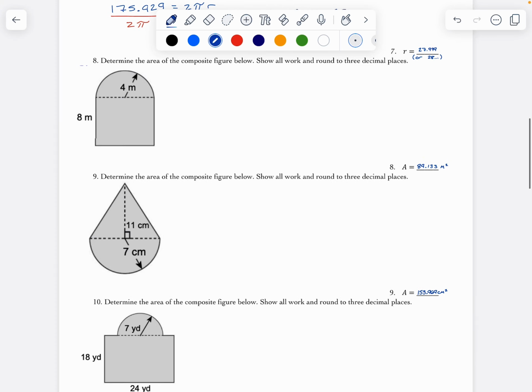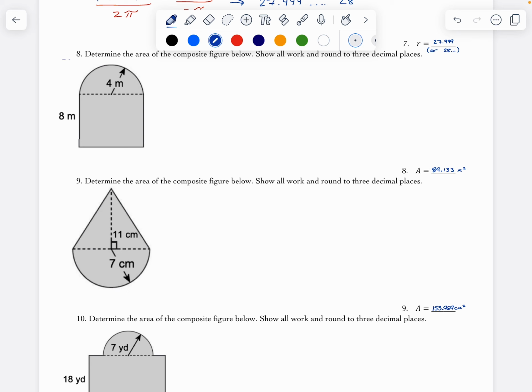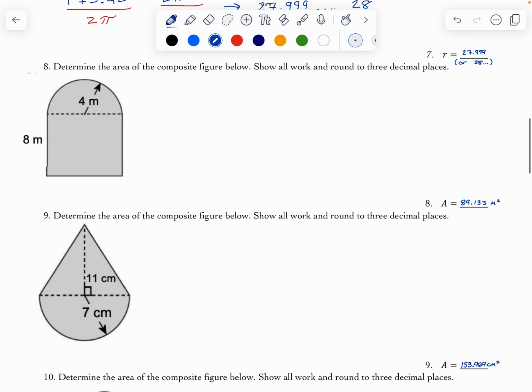Here we have our 3 composite shapes, and I am going to go through these a little quicker considering we've seen so many of these. I have the area of my semicircle, that looks like a triangle, area of my semicircle, and then I need to add the area of my square. Area of my semicircle, I have pi times 4 squared divided by 2. For the area of my square, well, I know that I'm just going to have 8 times 8, which is just 8 squared.